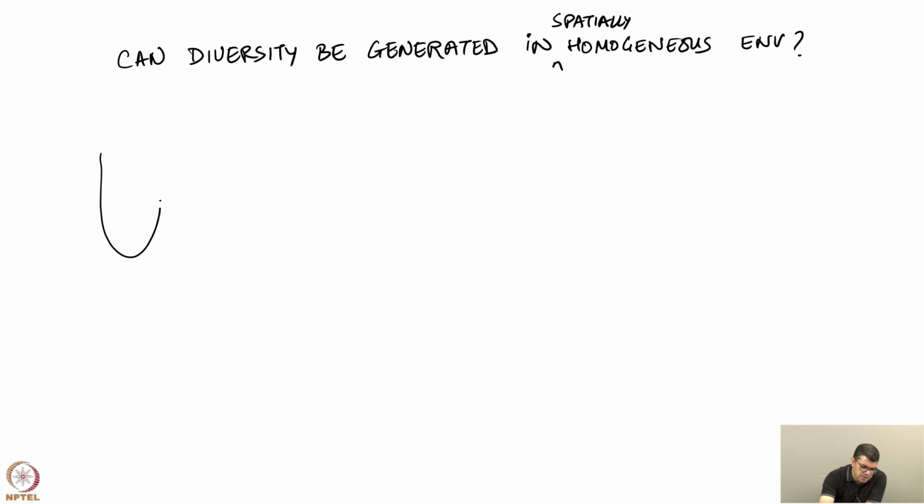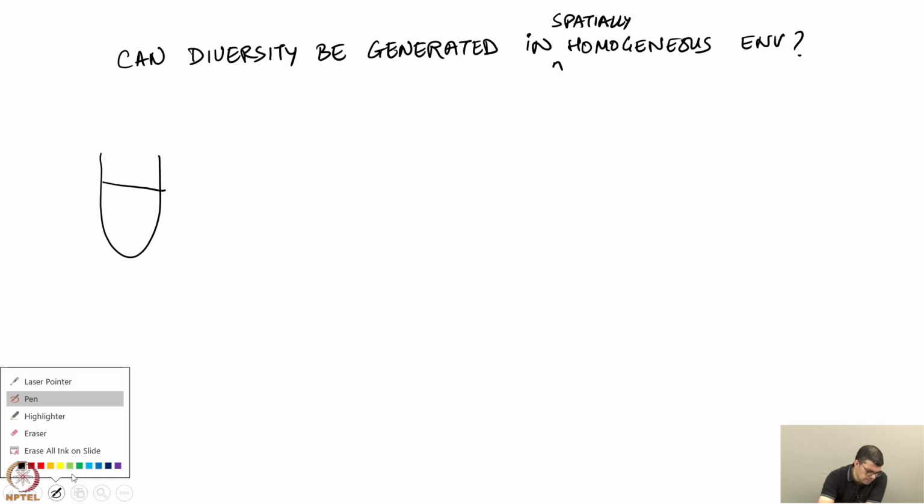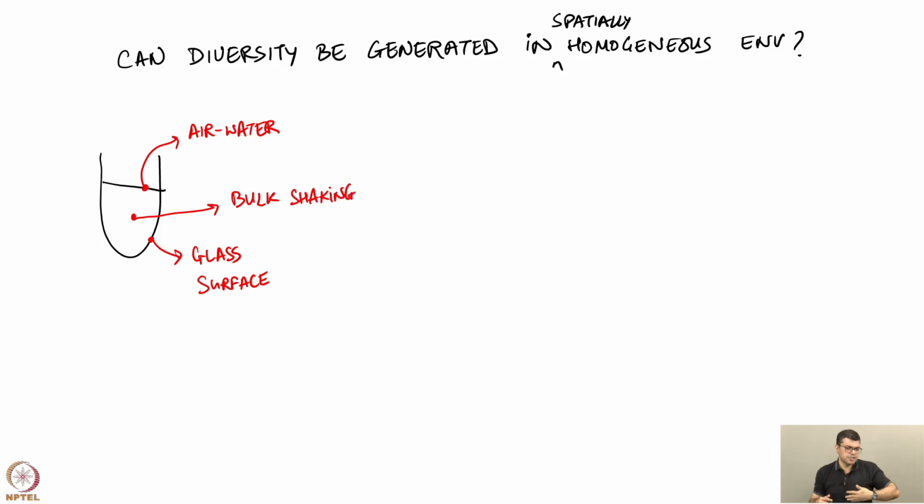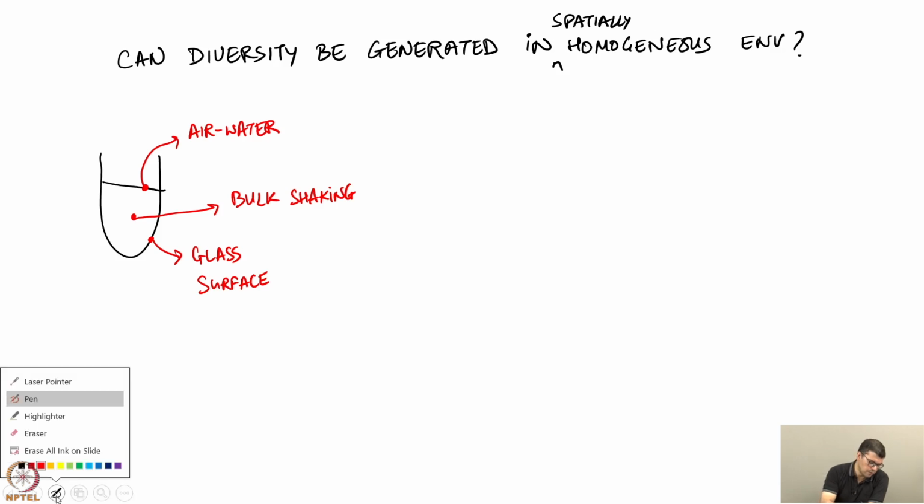So, the work that we just discussed has these three niches as we discussed: the air water interface, the glass surface, and the bulk liquid. But if this tube was shaking, then these three would not exist, because the oxygen concentration would get homogenized because of the shaking, anybody sticking to the glass surface would be swept off by the convective currents, and so on and so forth. So, the question is that can diversity be generated in homogeneous environments? And this is sort of an area where our group has been working for a few years now.